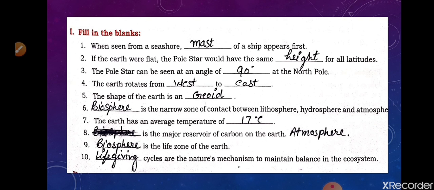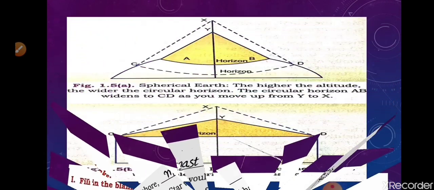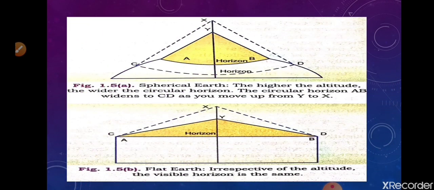Now I am moving towards short answers. In the short answers, question number 1 is: How do you prove that Earth is a sphere by looking at the horizon? This picture will not be used in this question answer. This picture you can use in the structured question number 1D. But here I have used this picture to explain answer number 1.